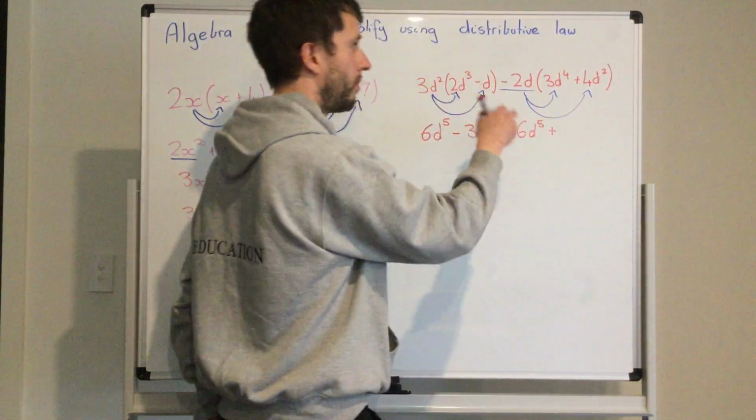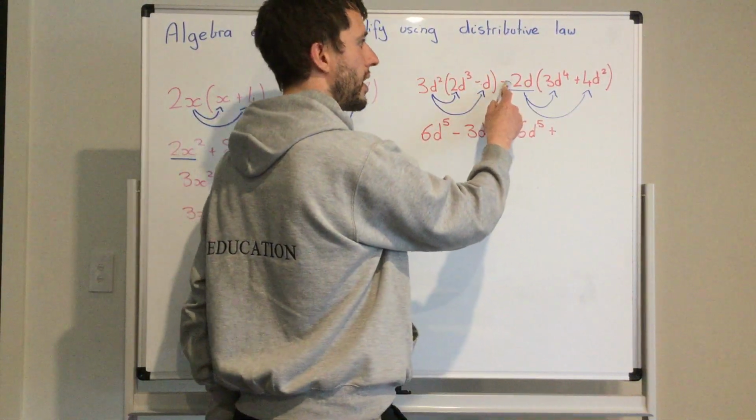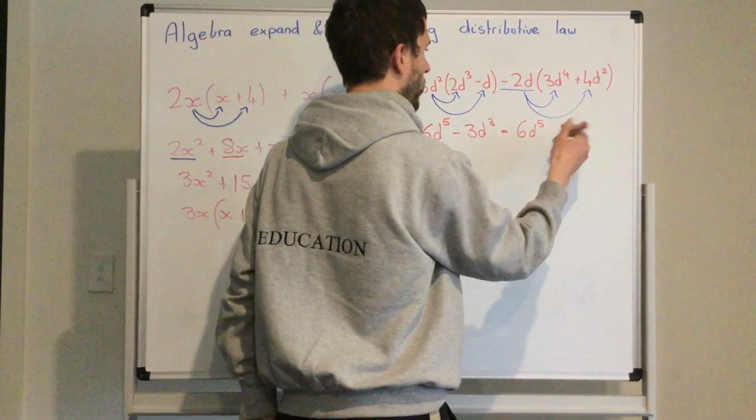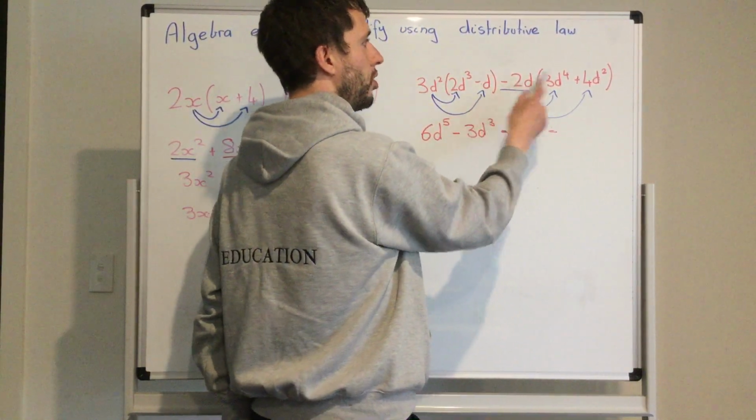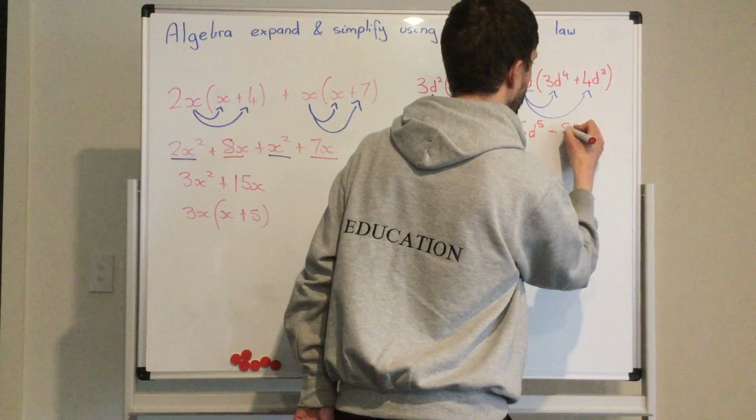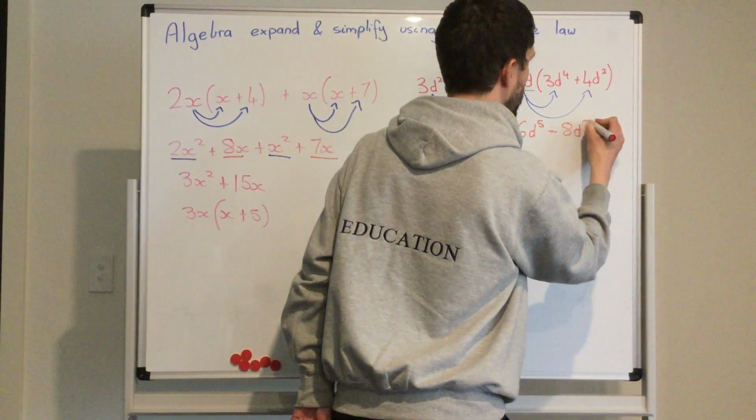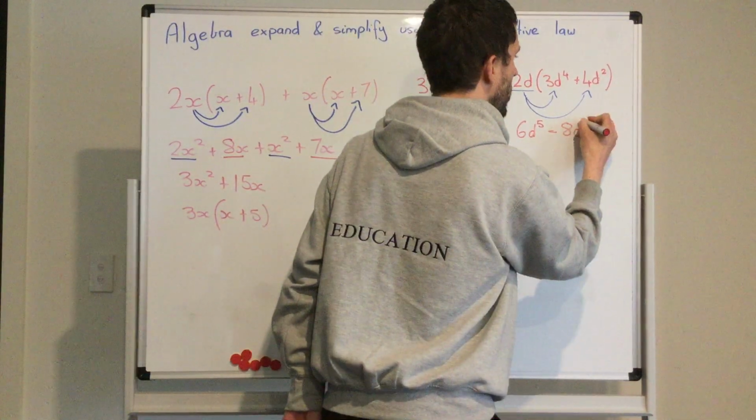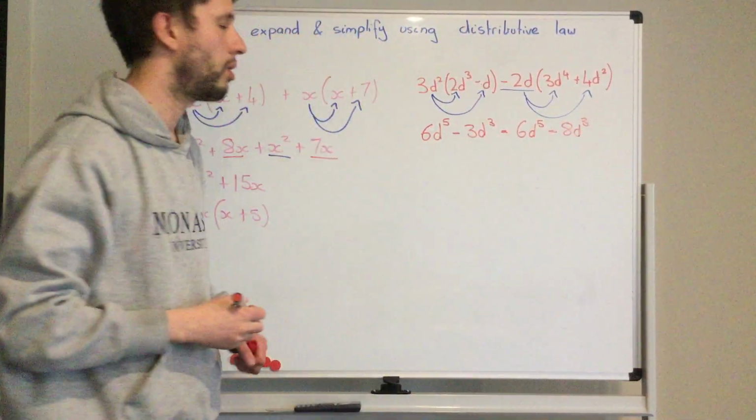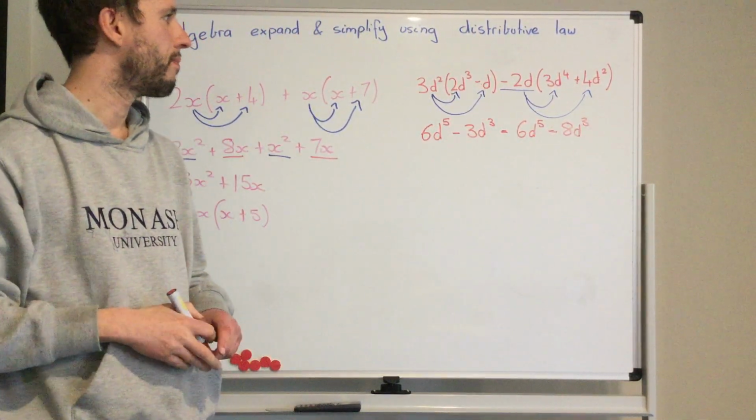Plus, and a negative, plus negative equals a negative, so it's takeaway. And I go 2 times 4 equals 8. d squared plus 1 equals 3, so 8d to the power of 3.